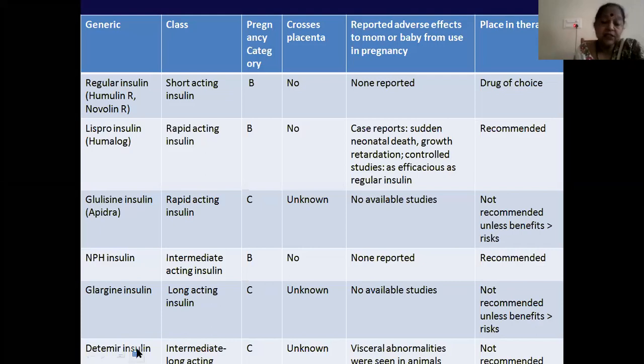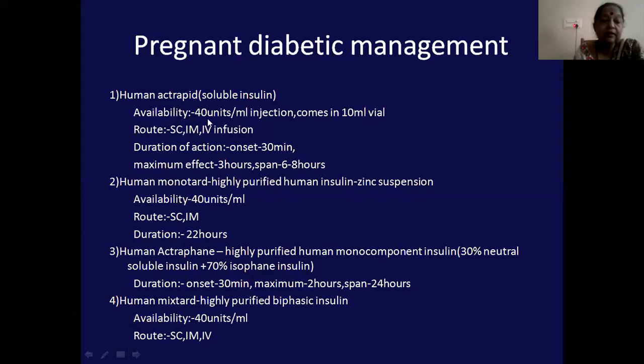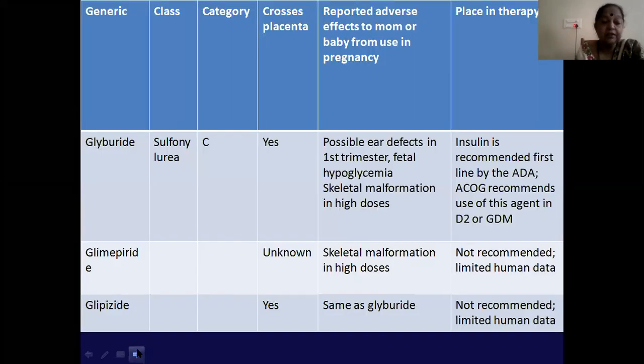So these are the various drugs used, and various pens are available, and we know that they are tailor-made pens. You have to monitor the blood sugar levels, and then you can give these patients insulin. Now these are the other drugs: glyburide category C, glimepiride, glipizide. They all cross the placenta, and there are various studies on glyburide, and everywhere they have written that insulin is the first line of drug.